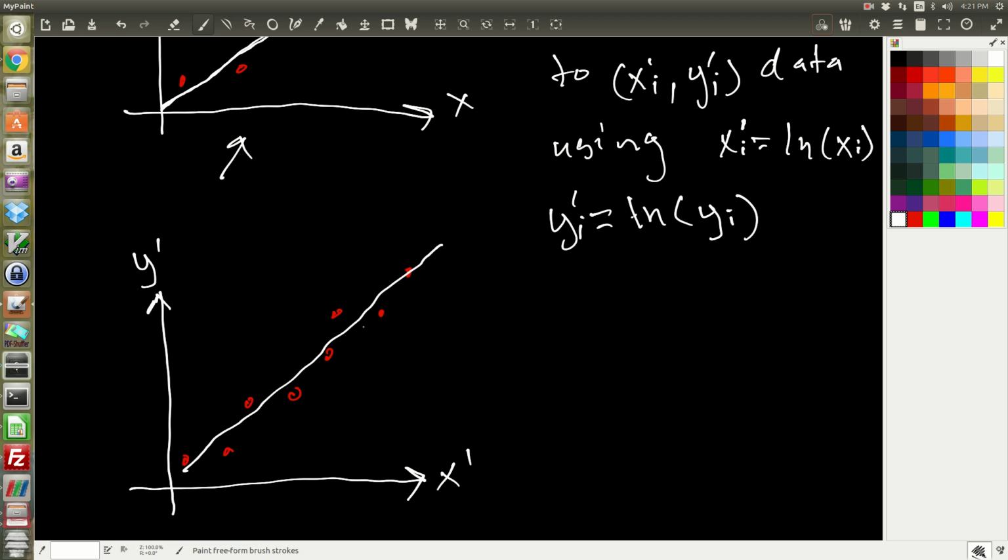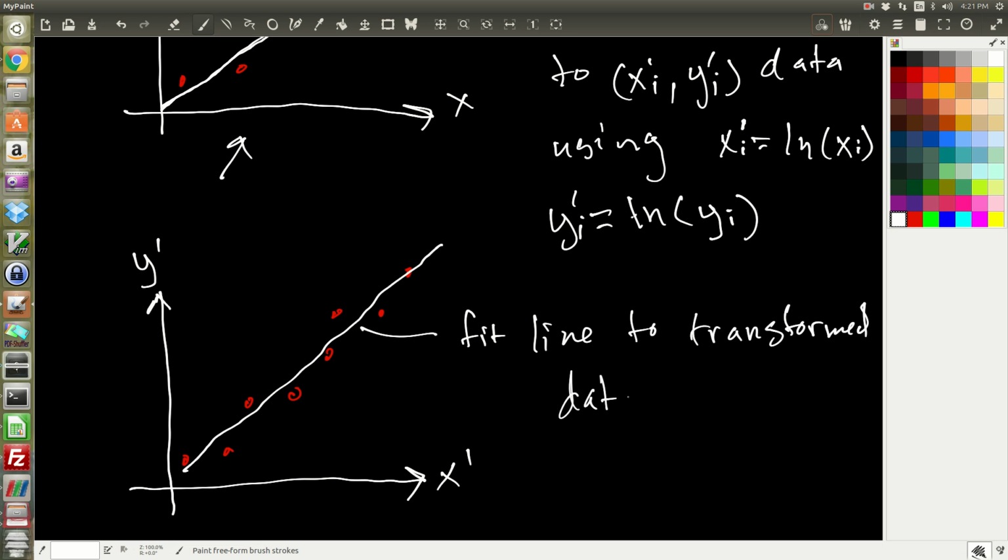So all we do is we fit a line to the transformed data, which we know how to do. I have a video on simple linear regression. So this is kind of step 2. Step 2 is fit a line to the transformed data.